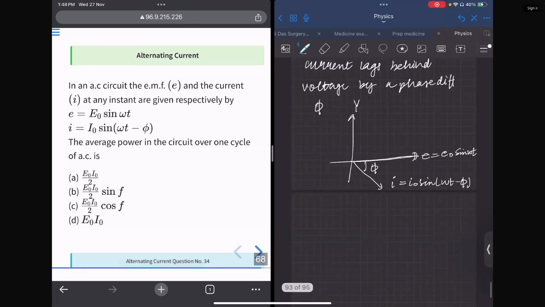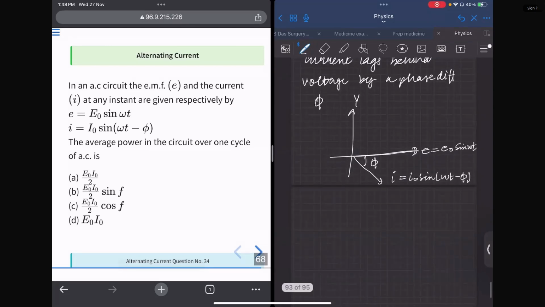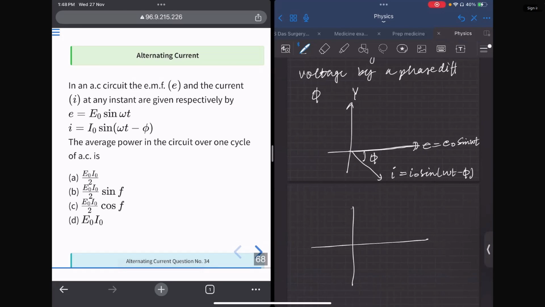Or in other words, if we take I on the x-axis, and I is I naught sine omega t minus phi, then this is E, which is E naught sine omega t, and this angle right here is phi.